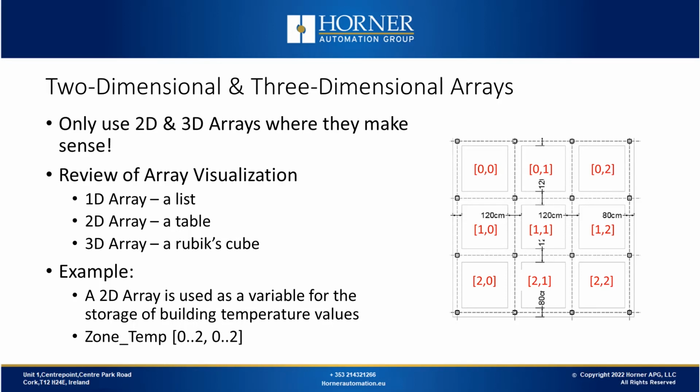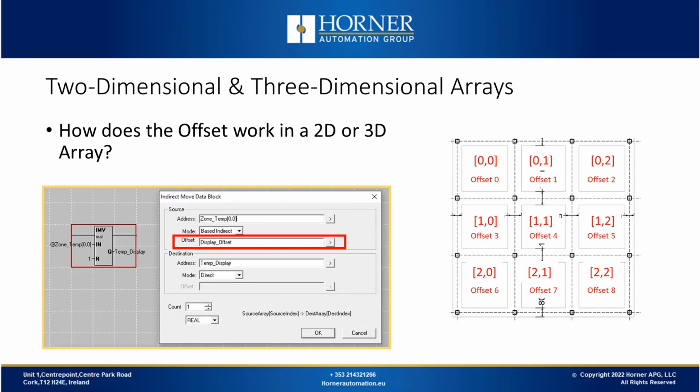Since it's a 3x3 array, that means the indexes for both dimensions are going to be between 0 and 2, as you can see in the diagram. One question you might have is, how does the offset work in a 2D or 3D array? You may think that if you have a two-dimensional array as your source or destination, that you need an offset or index type variable for each dimension.